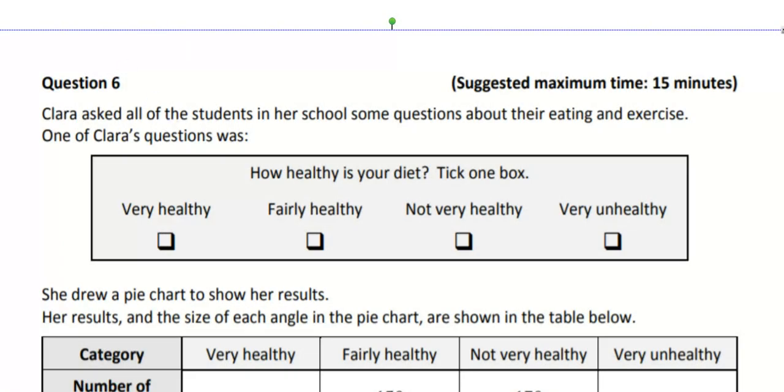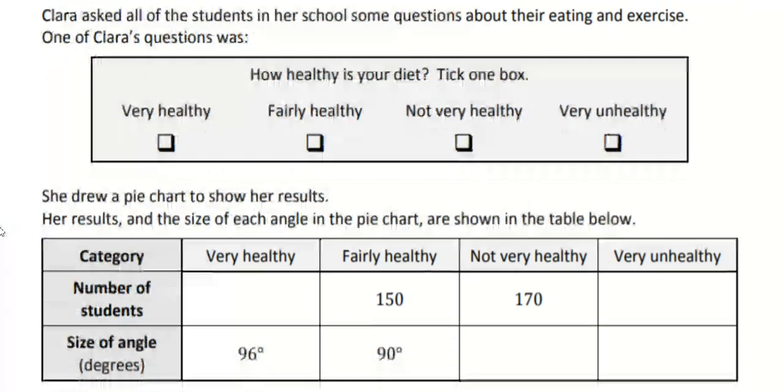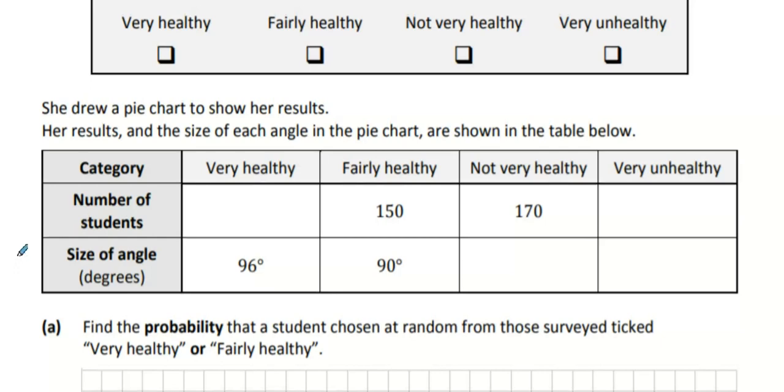6. You have Clara, she has some questions, okay? Clara asked the students some questions about eating and exercise. One of Clara's questions was, how healthy is your diet? Very healthy, fairly healthy, not very healthy, very unhealthy. To me, I find those words hard to tell which one's which, so it's not that accurate a question, to be honest. So she drew out a pie chart to show her results.